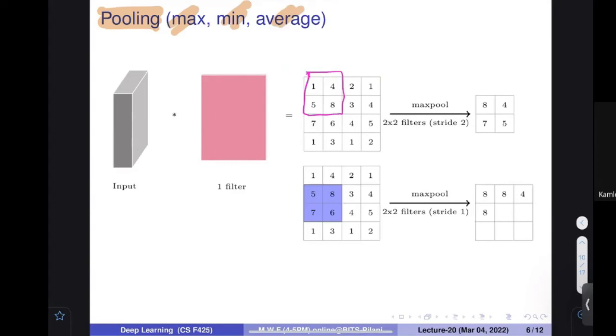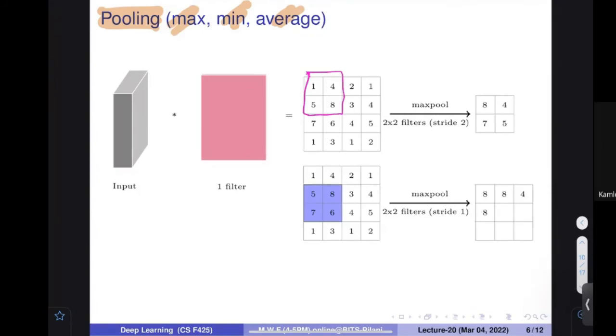Most of the time we use max pooling, because the maximum is a prominent value. Say you want to find out who is prominent in your class, who is the maximum student, the best student in your class. Most of the time we don't like the minimum one, and the average is again a kind of representation of the maximum only. So in most cases we use max pooling only.